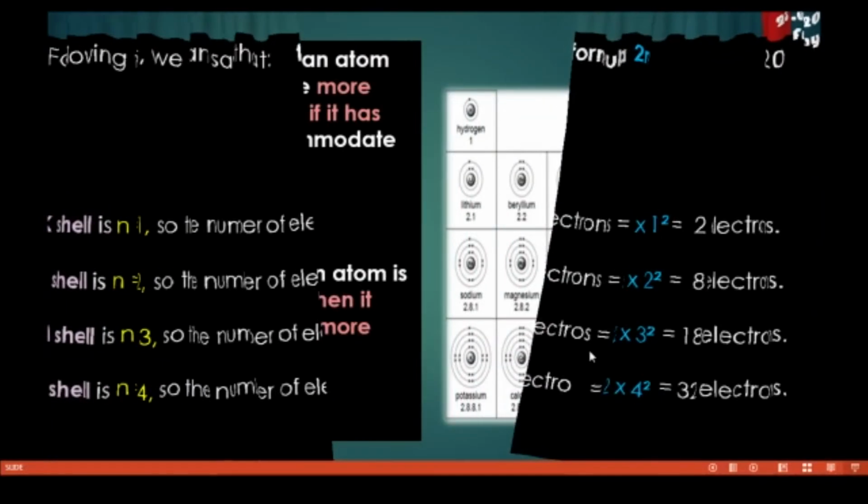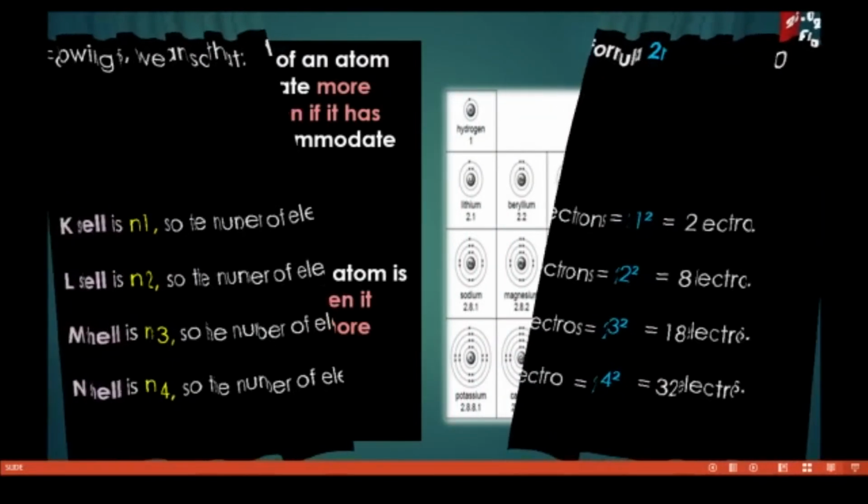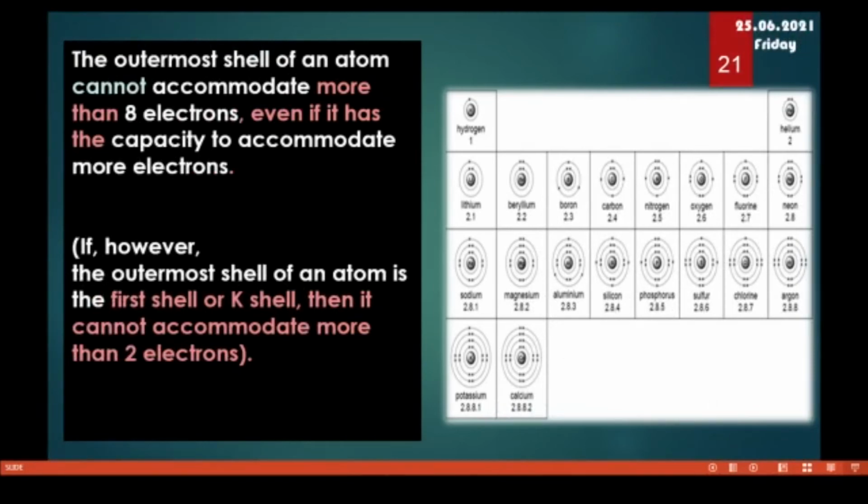And then the outermost shell of an atom cannot accommodate more than 8 electrons. Students, the outermost shell of an atom cannot accommodate more than 8 electrons, even if it has the capacity to accommodate more. However, if the outermost shell of an atom is the first shell or K shell, then it cannot accommodate more than 2 electrons.